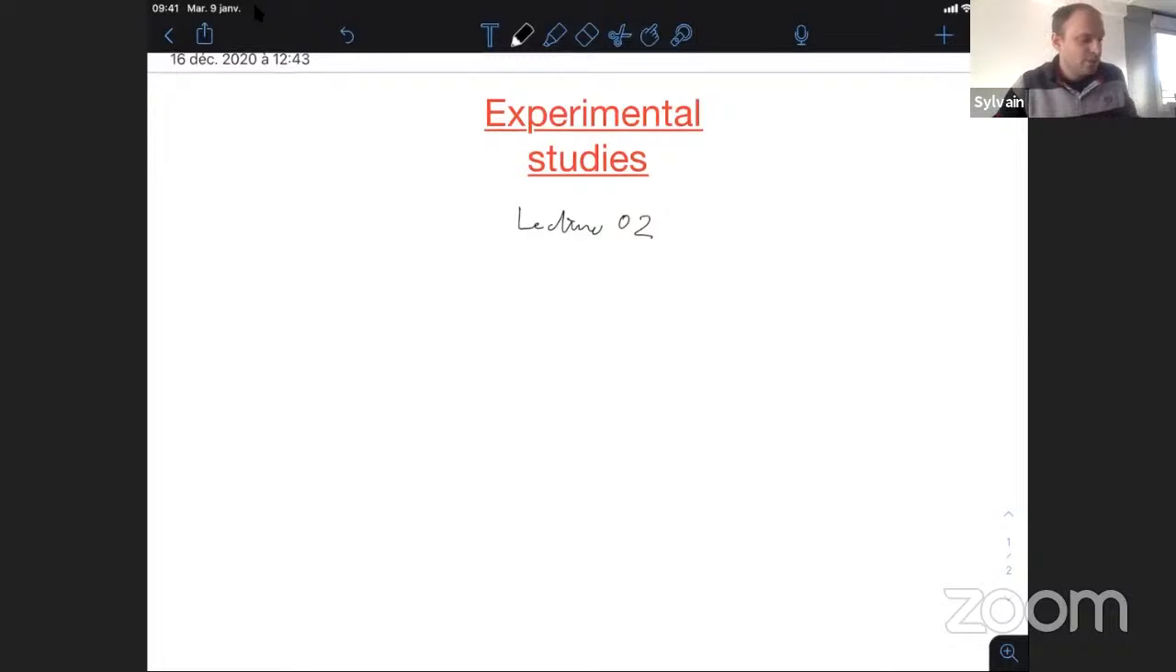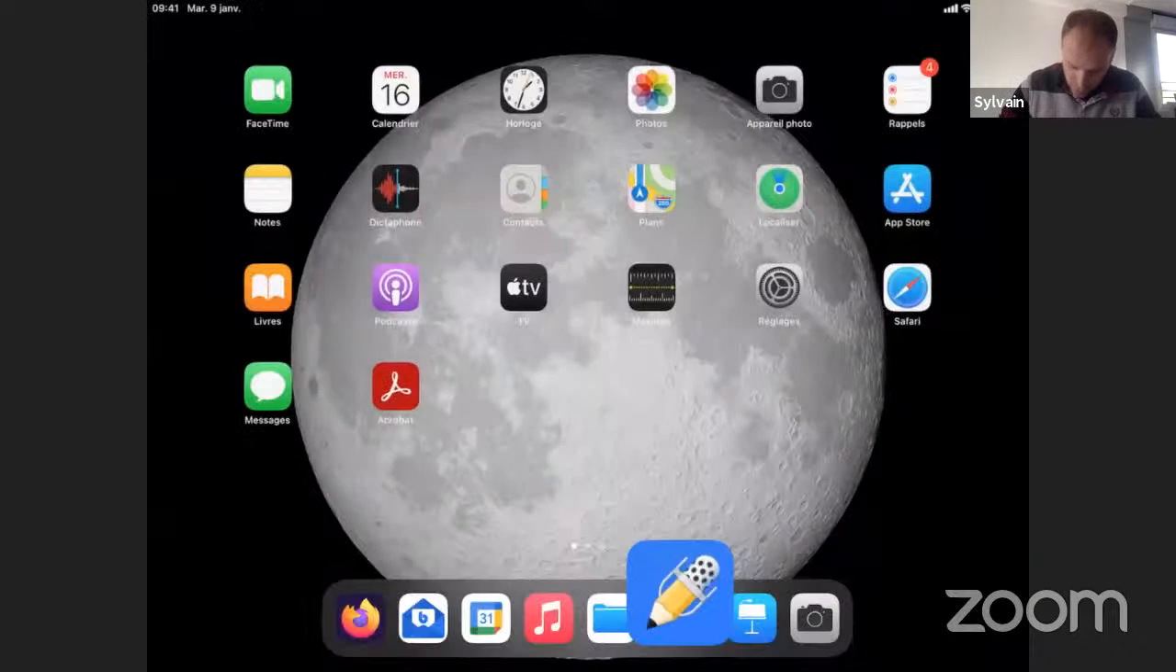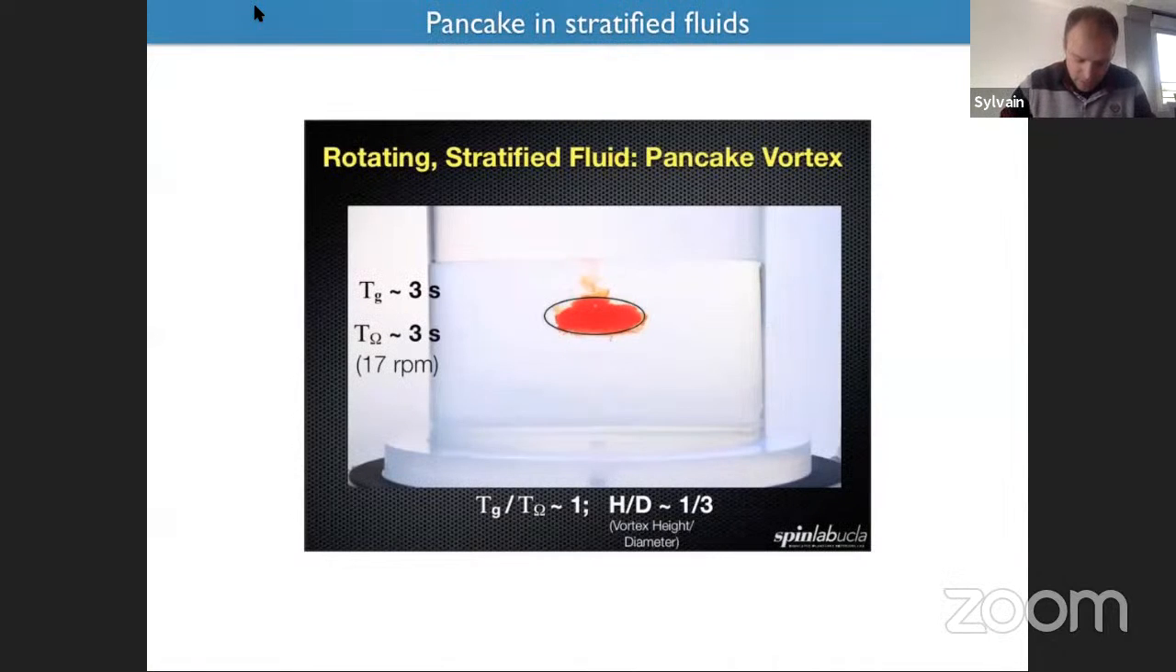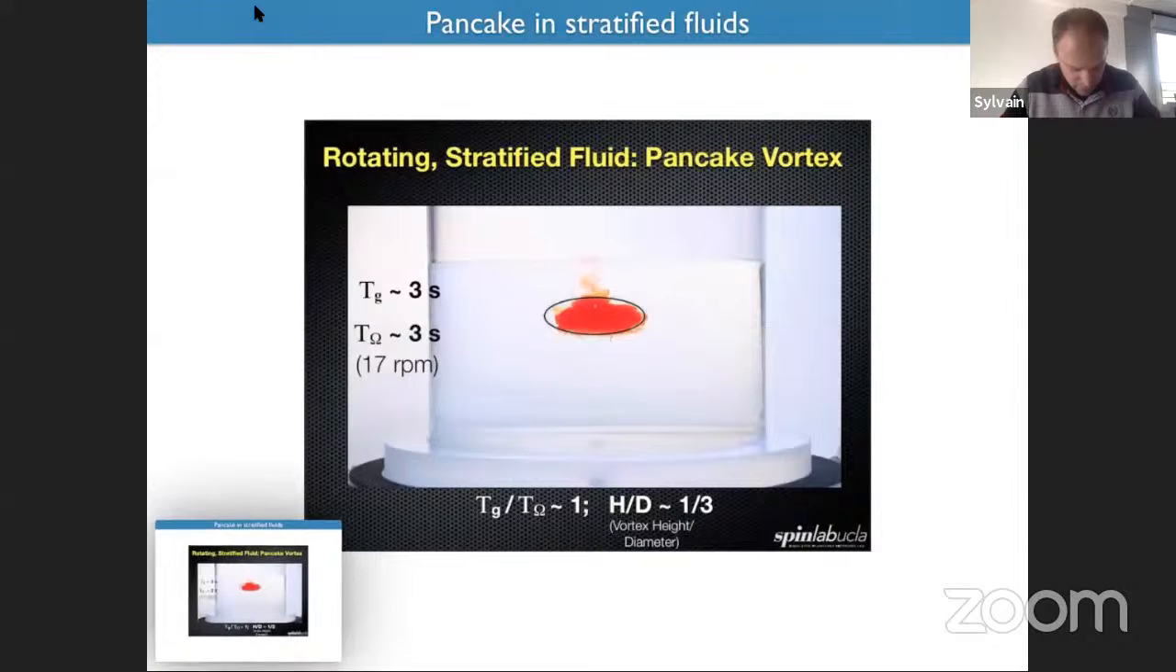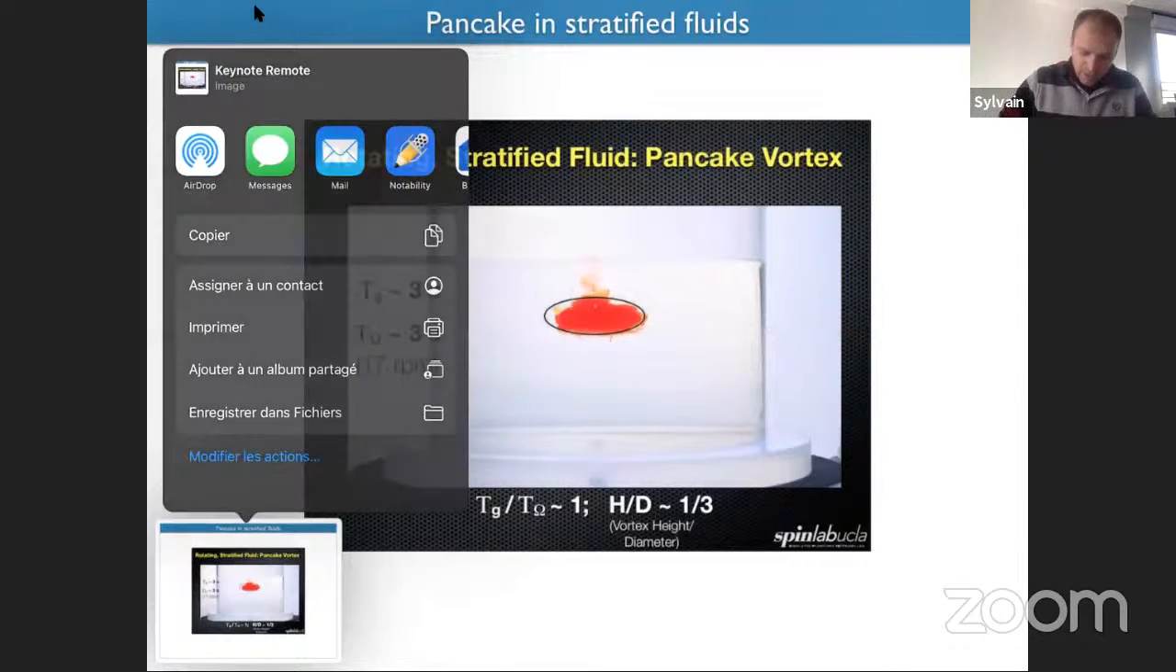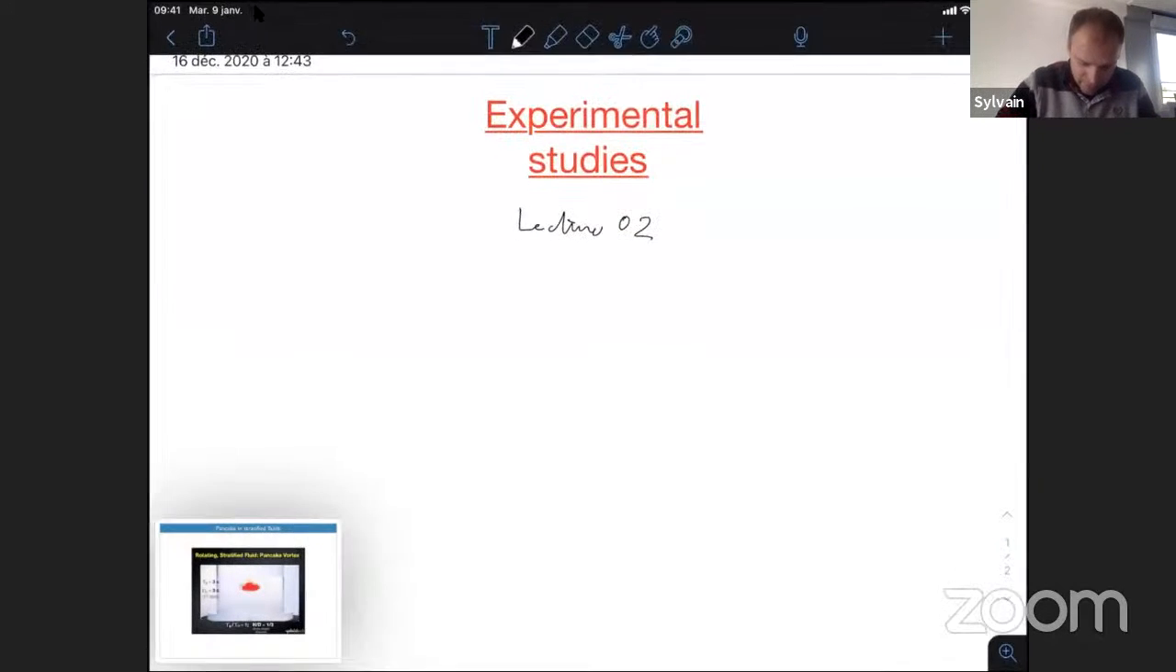So I will continue what I have presented yesterday on experimental studies, and today I will go more on internal gravity waves and the different techniques for internal gravity waves and for mixing. I will just start. Yesterday I showed a movie, and I ended my talk with this movie. I will just start from this point in rotating stratified fluid.